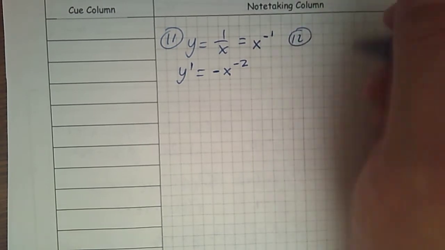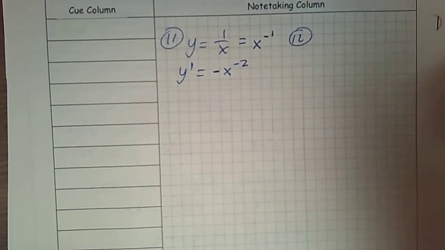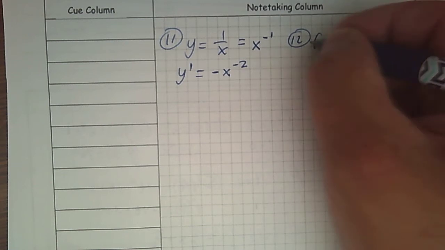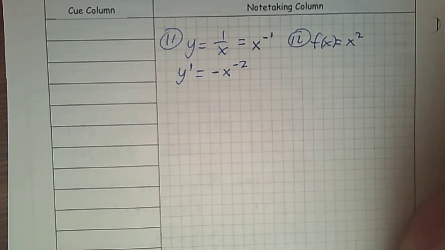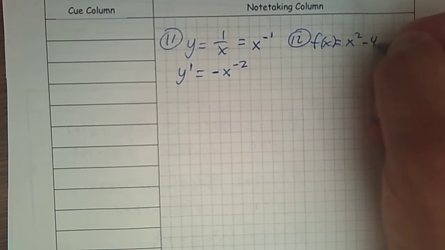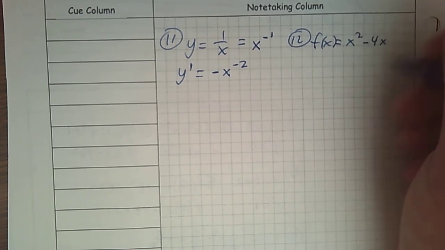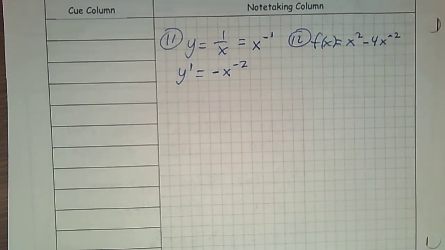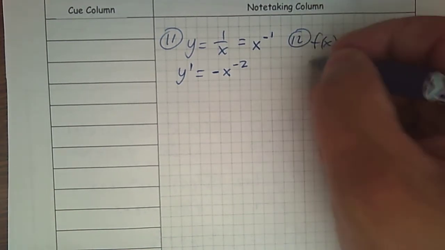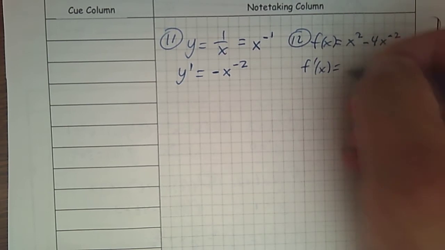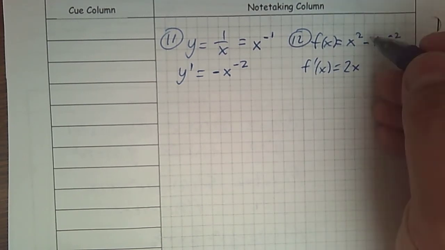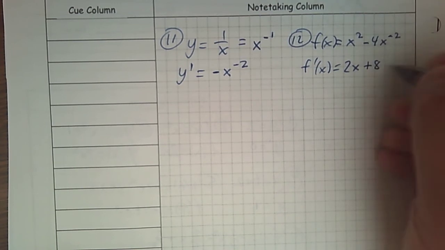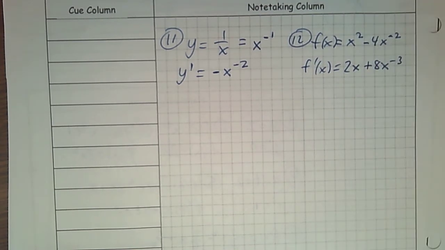Number 12. Can I write number 12 so that I can do the power rule? So I'm going to go right to it. So we have x squared, and then we have a fraction. So we're going to write that as negative 4x to the negative 2. So x to the negative 2 means the same as x squared in the denominator. Now I can do the power rule. So the derivative of x squared is 2x. And then negative 2 times negative 4, that's positive 8x, and subtract 1 to the exponent.